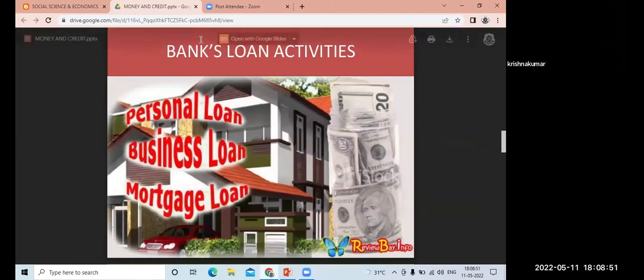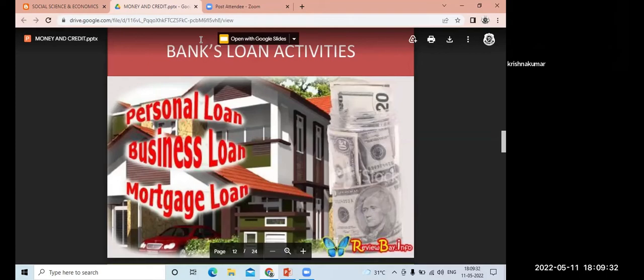What is collateral security? The document we are giving to the bank. It's an asset. House property. It is an asset owned by the borrower, and it is given to the lender as a security for the loan taken. For example, you are taking a housing loan. The house is your collateral security.